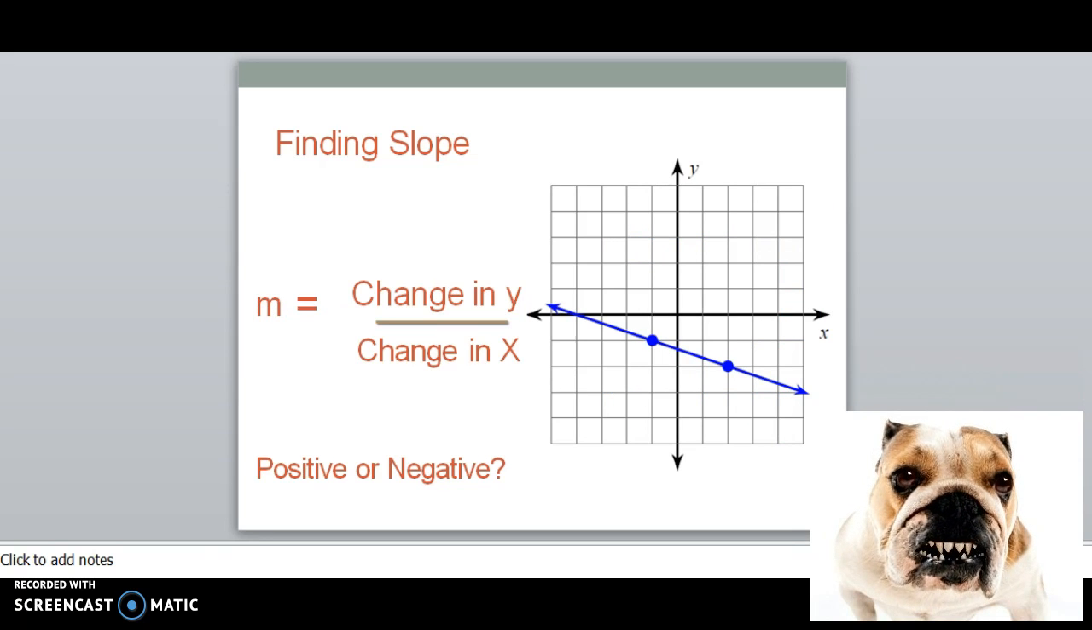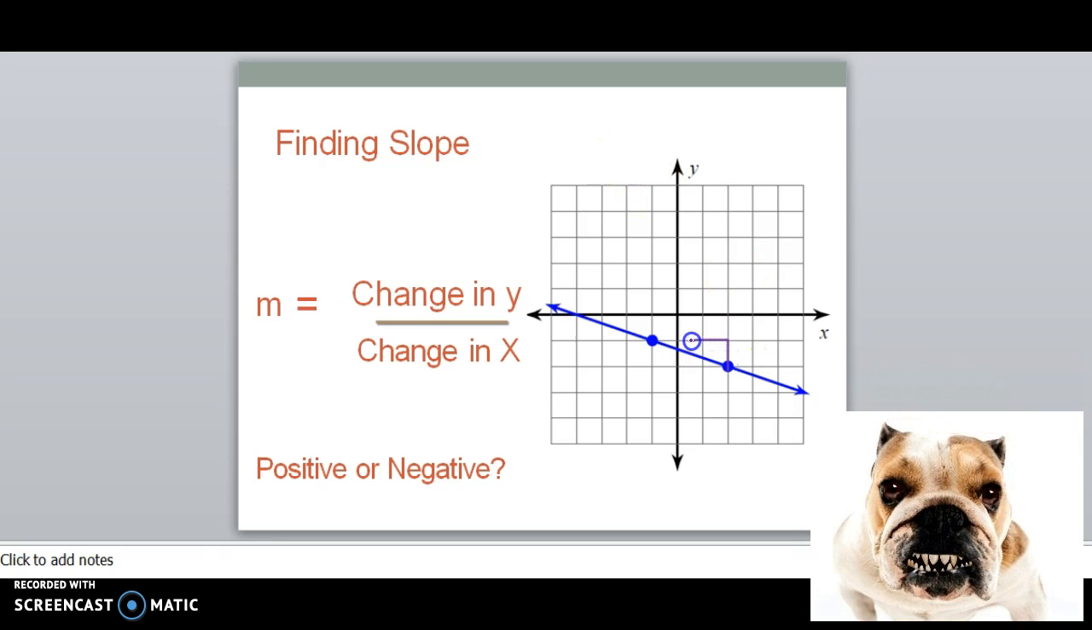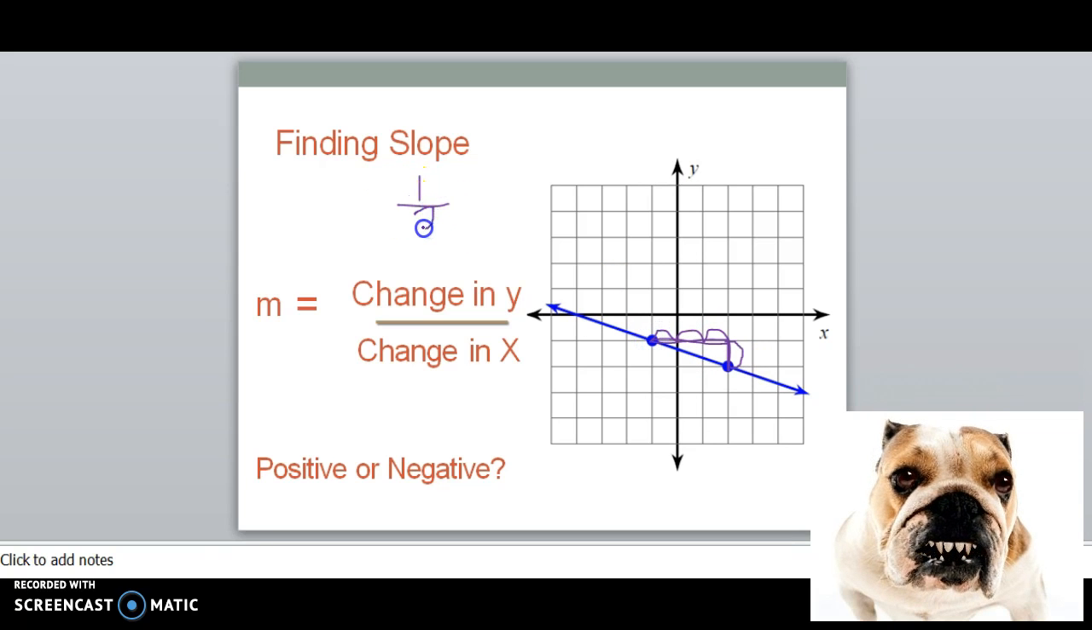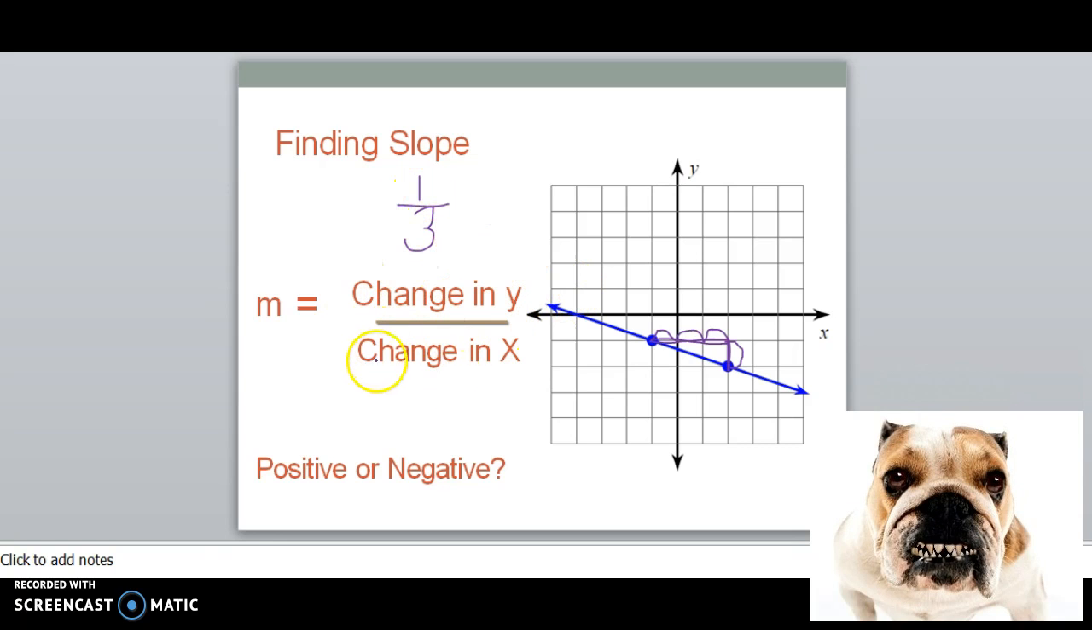So looking at this first line, I'm going to draw a line where both of these points might meet. I'm going to go up 1, and I'm going to go over 1, 2, 3. So we have something called rise over run, which is your change in y over your change in x. Now looking at this line, as I go left to right, it goes down. Therefore, it's a negative slope.